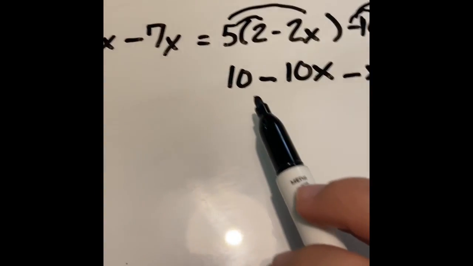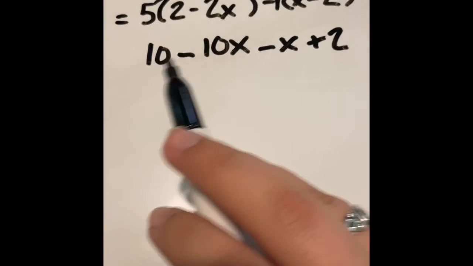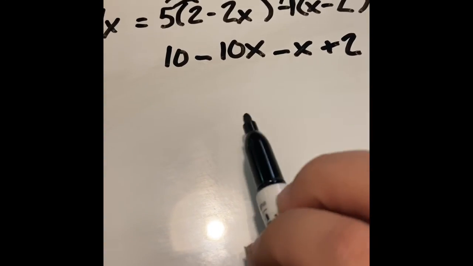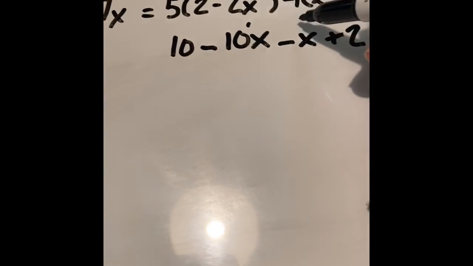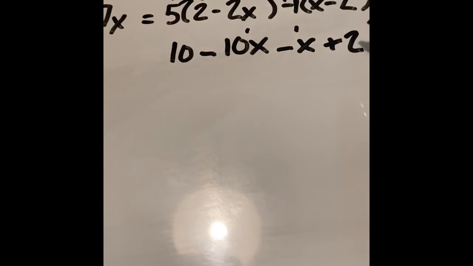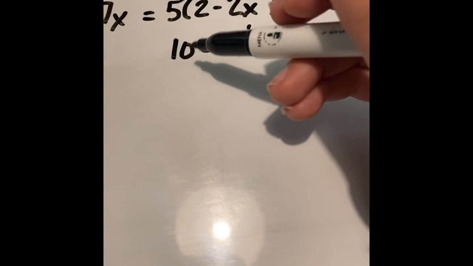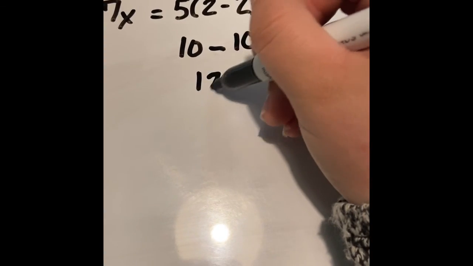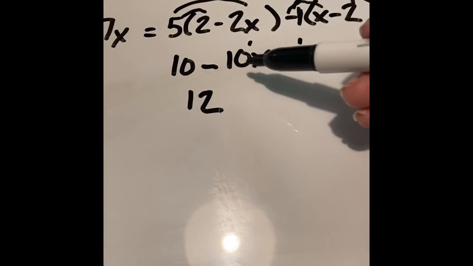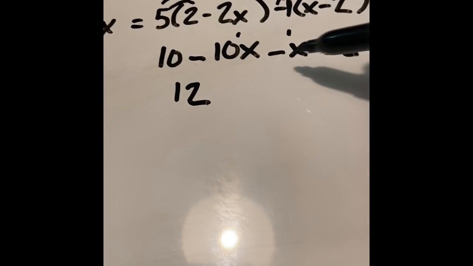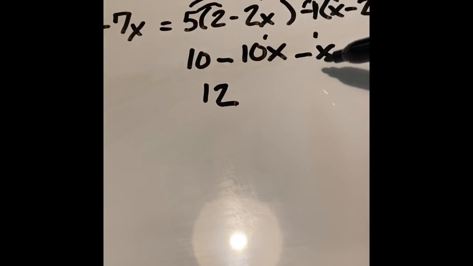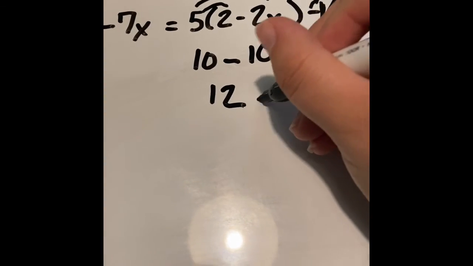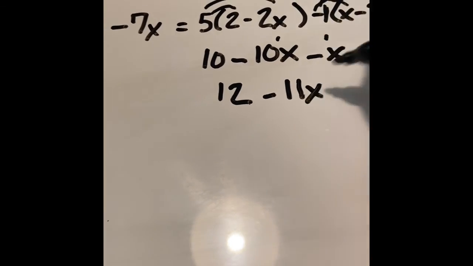All right, so let's get back to the equation here. All we have to do is combine like terms in this little area here. We got the x's here, and then the regular numbers here. So we'll start with the regular numbers. We got 10 plus 2, so that's just 12. And then we have a negative 10x minus x, so that's just like a negative 11x.